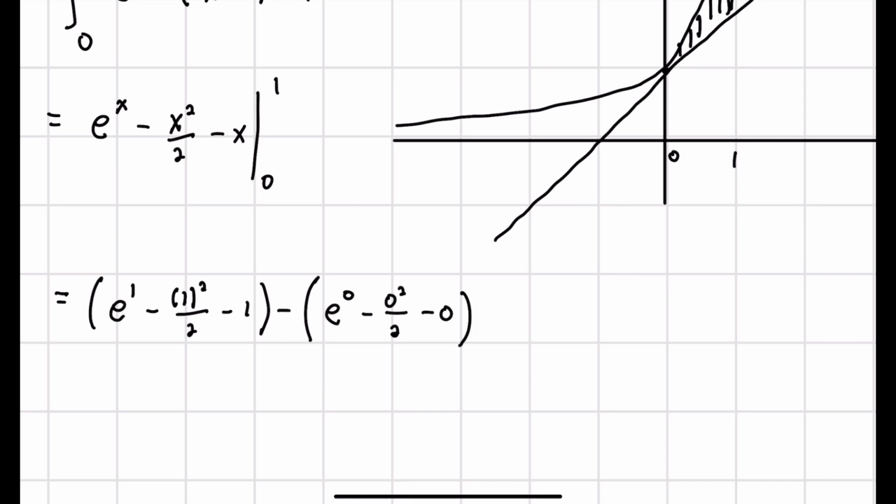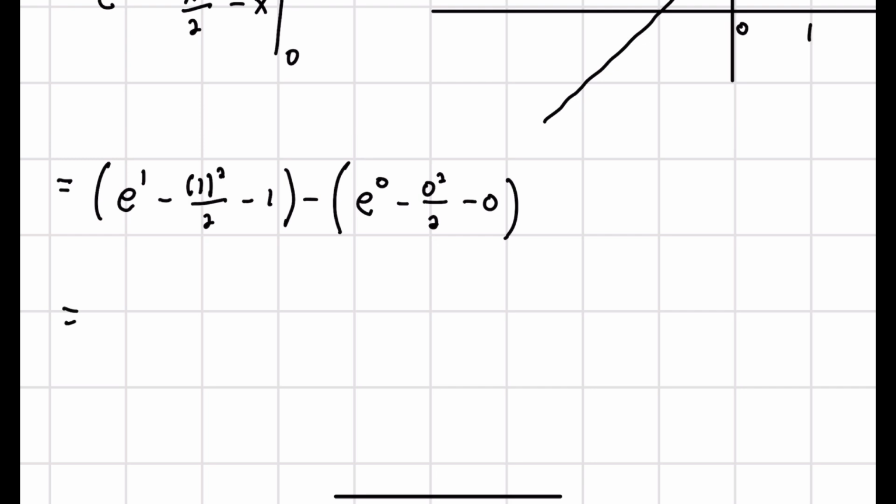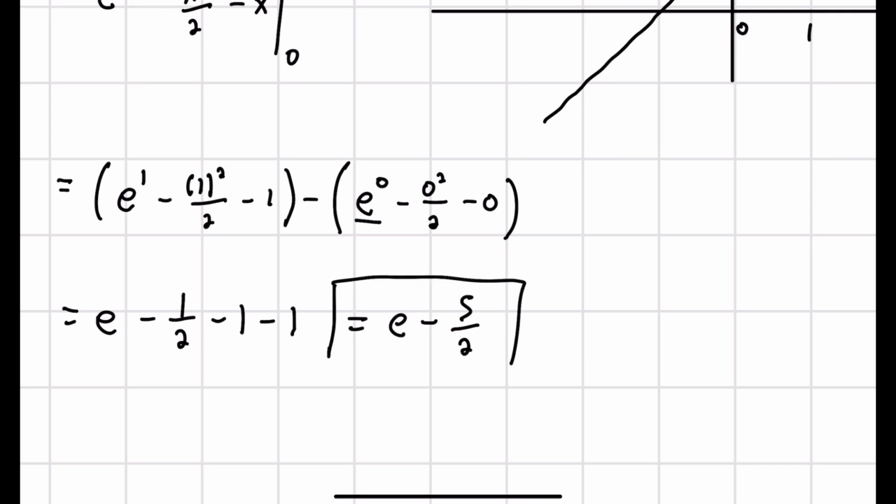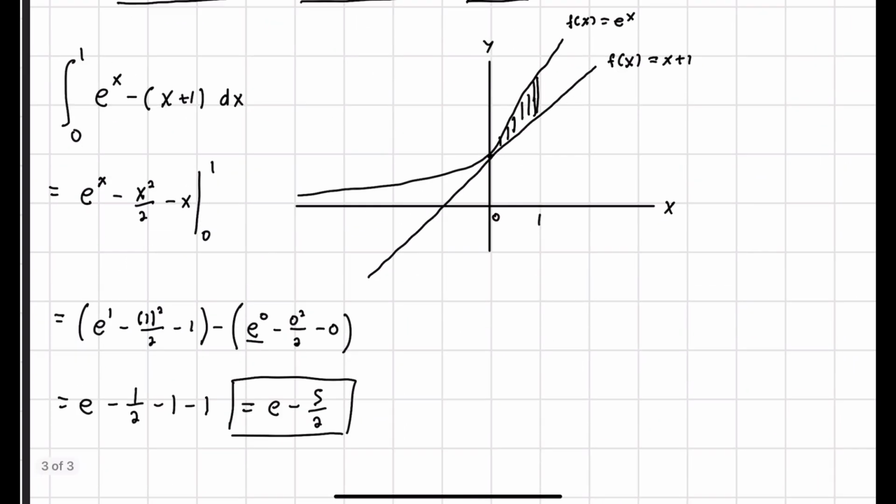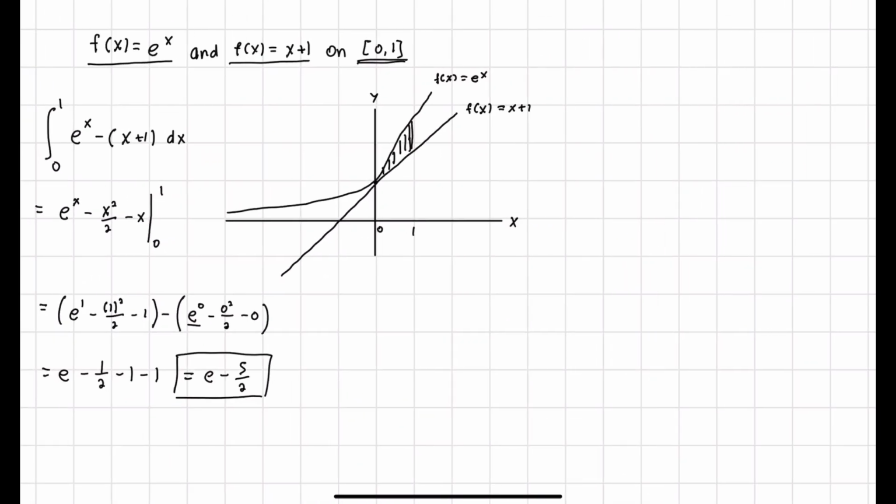And now we can just simplify everything. So we have e minus 1/2 minus 1, minus, and then e to the 0 is 1. So our final answer is equal to e minus 5 over 2. And here would be our final answer for this question.